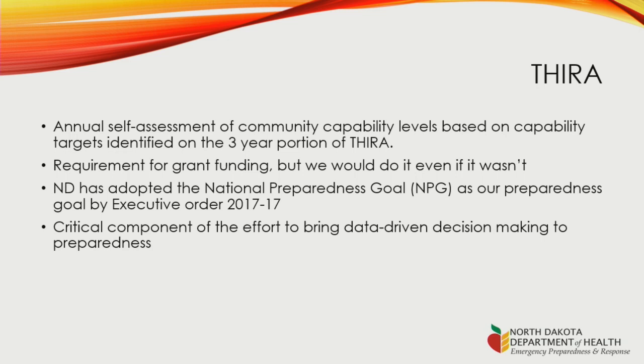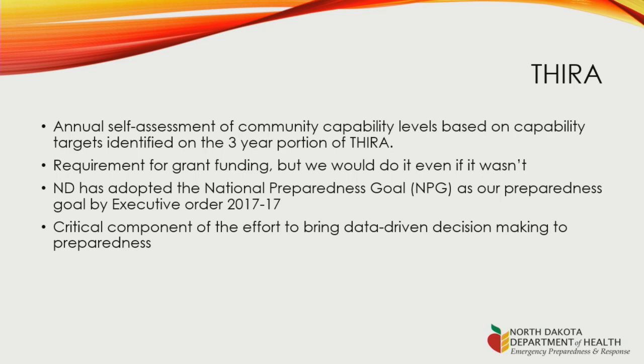As a part of the THIRA process, we do an annual self-assessment of community capability levels based on capability targets identified in the 3-year portion of THIRA. This is a requirement for grant funding, but our state would do it even if it wasn't. North Dakota has adopted the National Preparedness Goal, also known as NPG, as our preparedness goal by Executive Order 2017-17. It is a critical component of the effort to bring data-driven decision making to our preparedness.